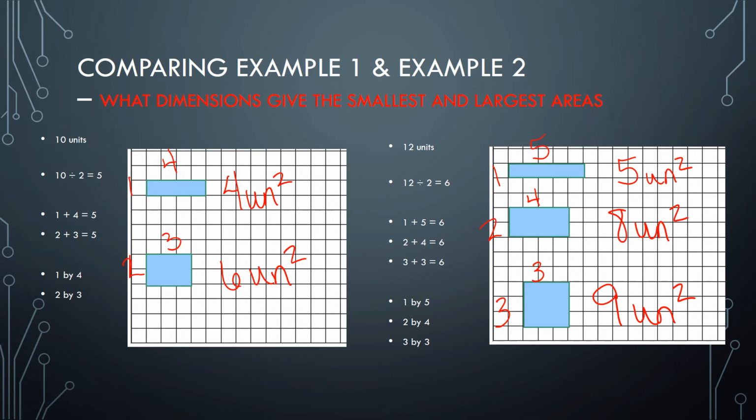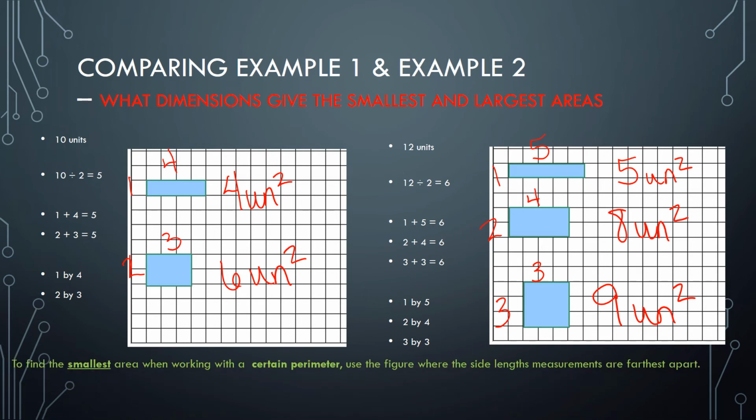So looking at the one on the left for 10 units, the smallest area was our rectangle that was 1 by 4. It was the one where the dimensions were farthest apart. And if we look at the one on the right for 12 units, it was also the smallest area, the ones that were farthest apart at a 1 by 5. So to find the smallest area when working with a certain perimeter, we need to use the figure where the side length measurements are farthest apart.